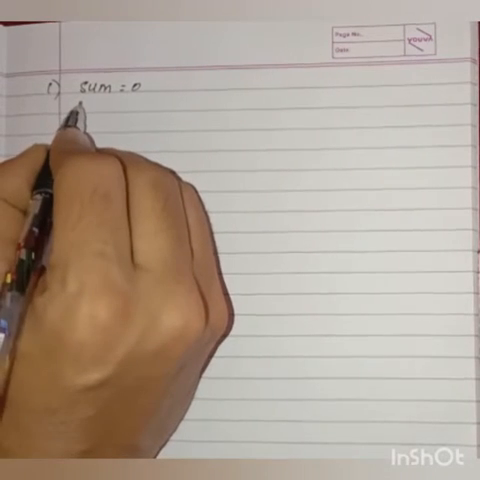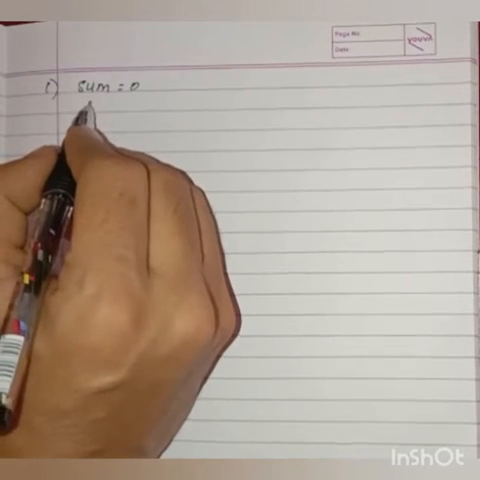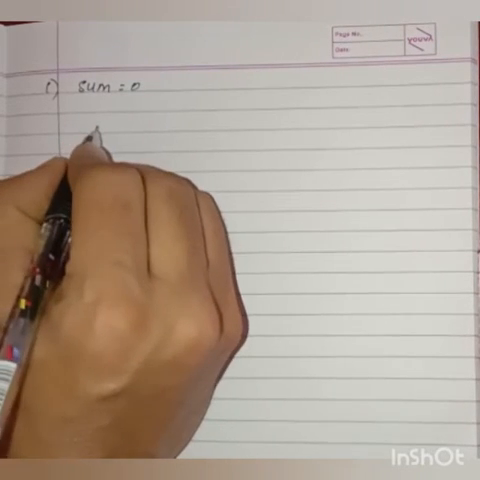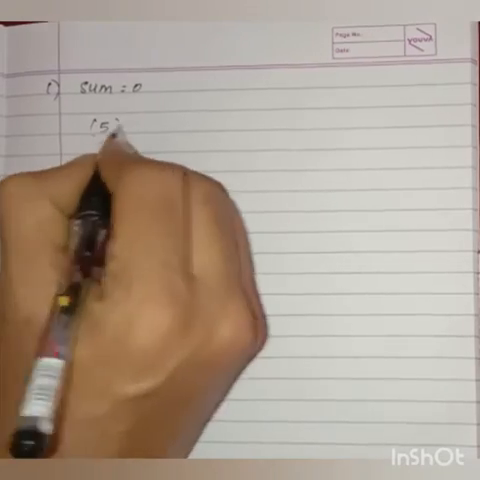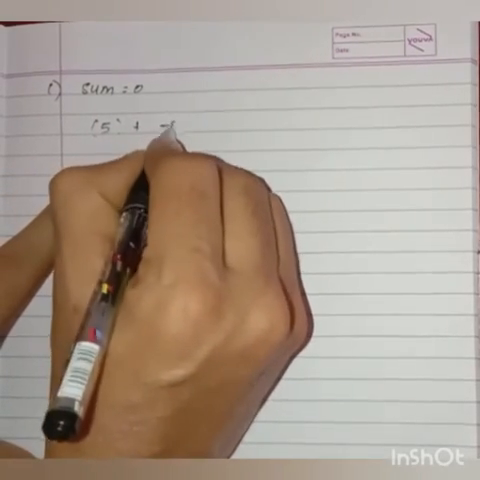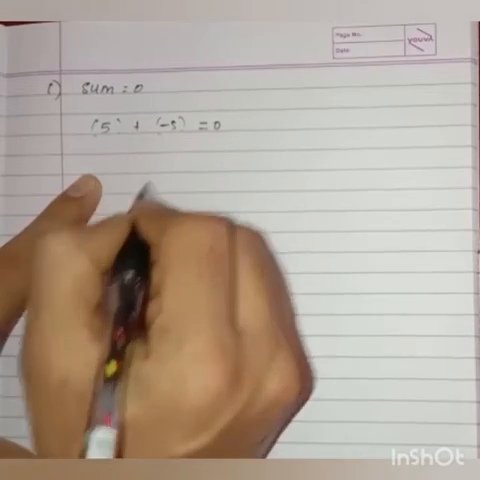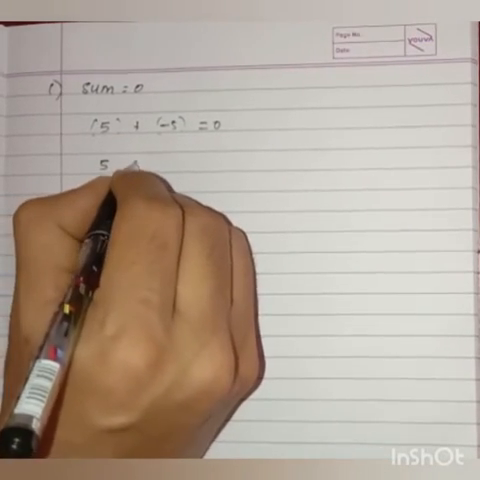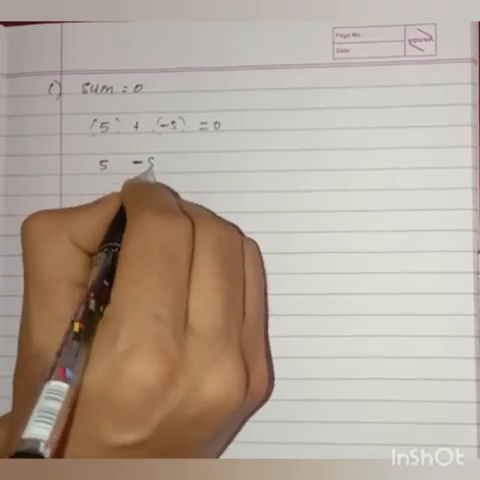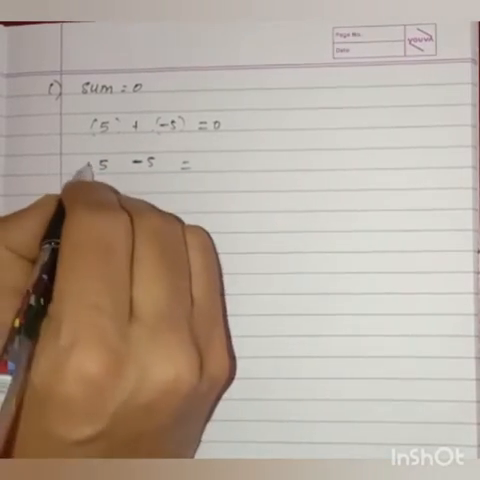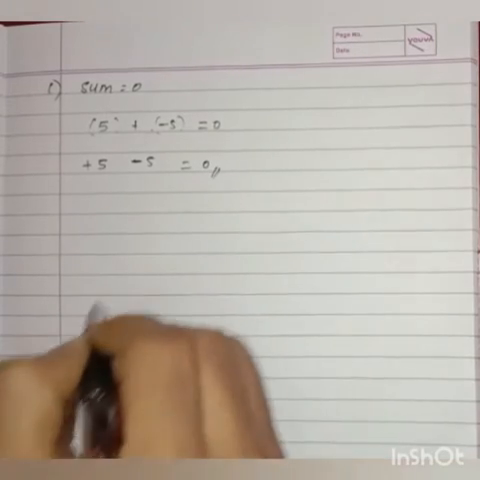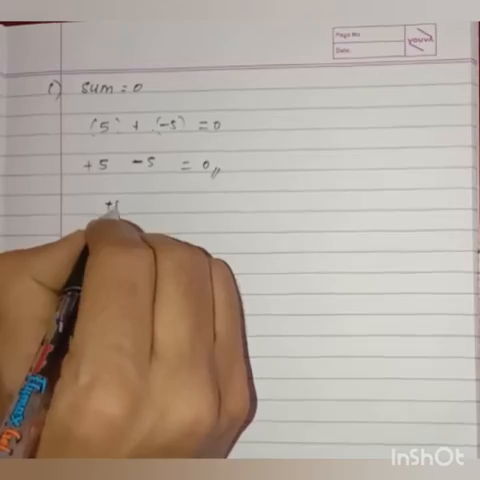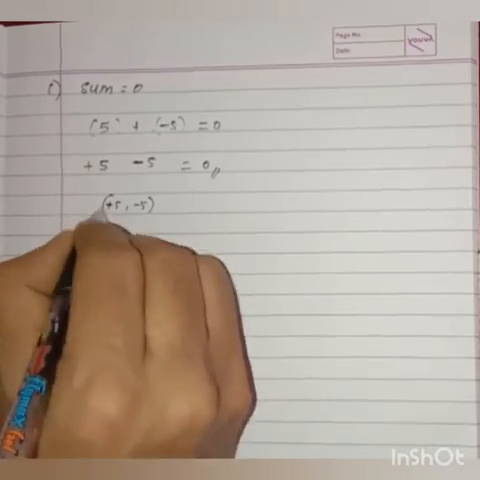And the next question, number C. If we add two integers, the sum will be 0. Let us take the example 5 plus -5. 5 plus -5 is equal to 0. So plus 5 as it is. Plus into minus is -5. What is plus 5 minus 5? 0, right? So the possible integers are plus 5 and -5.